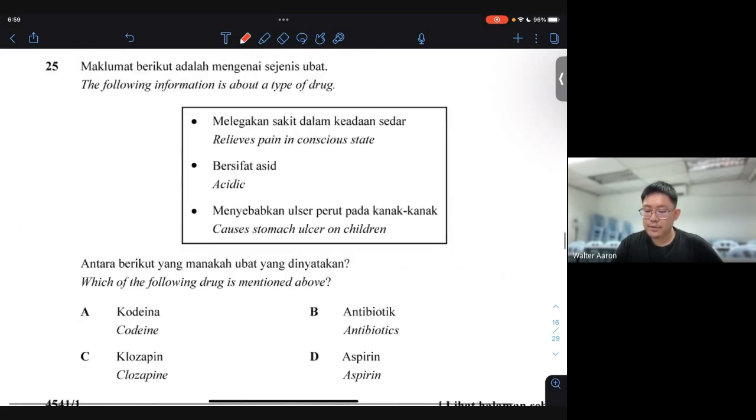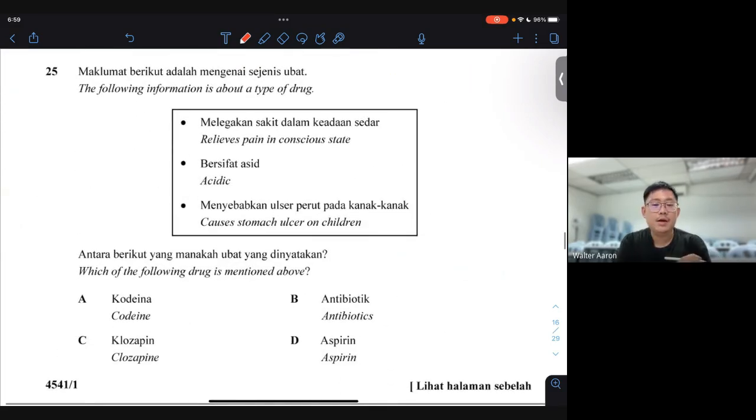Let's go to 25. The following information is about a type of drug. It relieves pain, it is acidic, and it may cause stomach ulcer in children. So this is very obviously referring to aspirin. First of all, it relieves pain, and secondly, it is acidic. We know that aspirin has a carboxyl group, which is acidic. And we know that aspirin can be bad for children, especially children of very young age. Cannot give them aspirin. So 25 here is D.